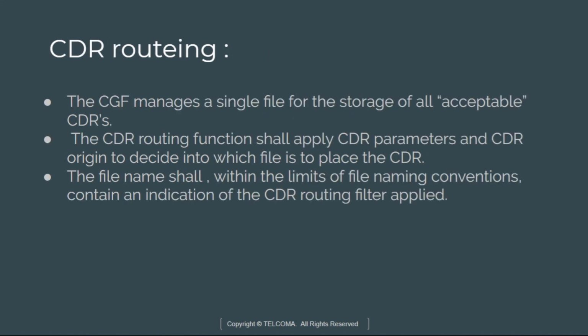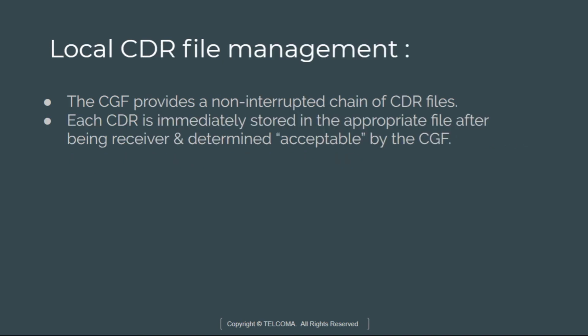In the default mode of operation, the CGF gateway function manages a single file for the storage of all acceptable CDRs. However, the CGF may also route CDRs to different files which are kept open concurrently. That means additional files may be configured by O&M commands. The CGF stores only CDRs which match the associated filters on each additional file. So the file name shall, within the limits of the convention, include an indication of the CDR routing filter applied.